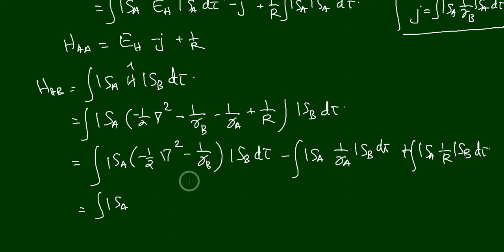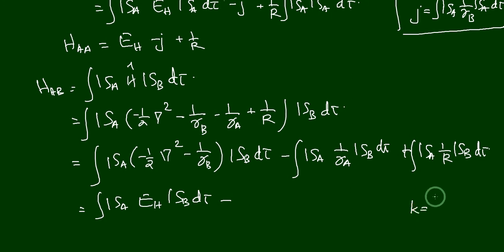Therefore, the energy of both of them can be considered as EH. You don't need to write it as EHA and EHB, because EHA and EHB will be the same, since both of them are individual hydrogen atoms. So we can write it like EH ∫1sA 1sB dτ minus, we have another integral here, ∫1sA (1/RA) 1sB dτ. We are going to define this integral as K.